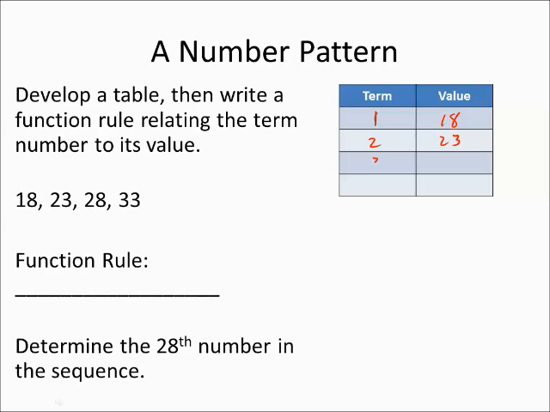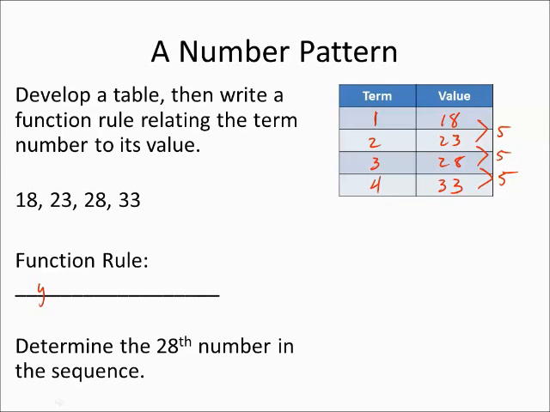The third term is 28. And the fourth term is 33. Now you'll notice that each time, what's happening? 23 minus 18 is 5. 28 minus 23 is 5. Each time you have a constant difference of 5. Note that the terms are going up by 1 each time, which means that 5 is the slope.